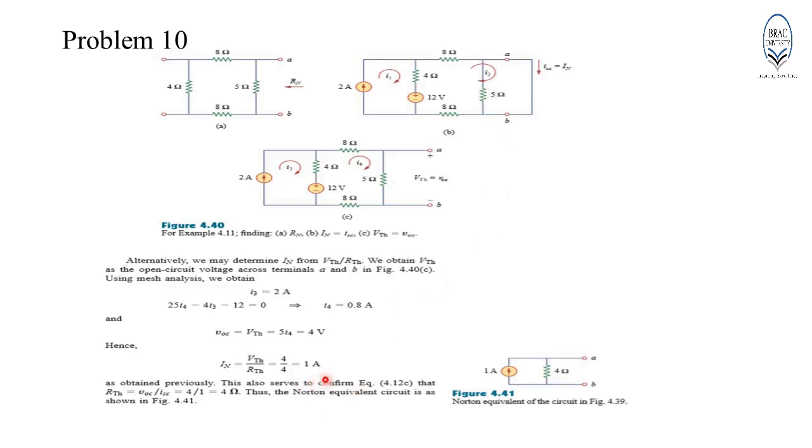Another way to determine the Norton equivalent current or the Norton current In is to determine the open circuit voltage VOC and then divide the open circuit voltage VOC by the Norton resistance Rn. Whichever way you use, the Norton equivalent current will be equal to 1 ampere.